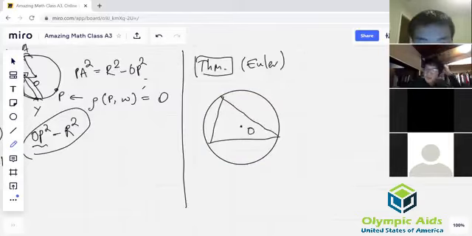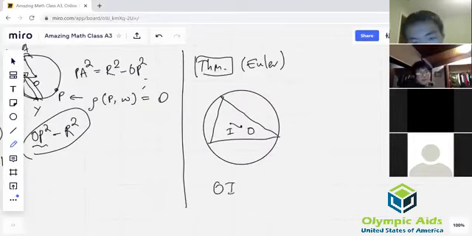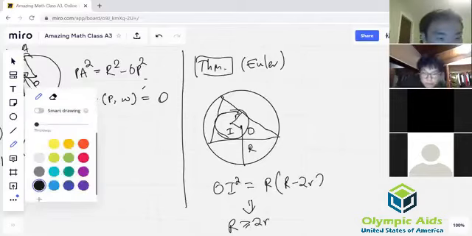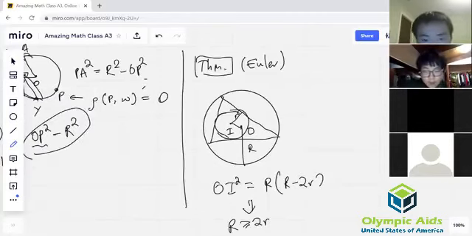Circumcircle O, incenter I, and the claim is that OI squared is equal to R times R minus 2r. And then consequently, this also tells you R is at least 2r. So R is the big radius. Little r is the little radius here. And how do you prove this? Well, what we're going to start by doing is rearranging this equation.